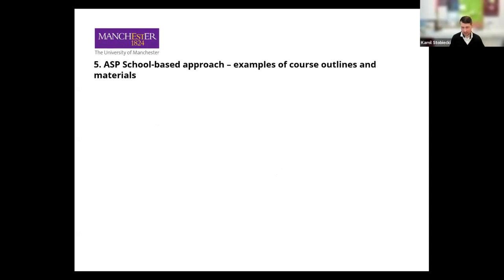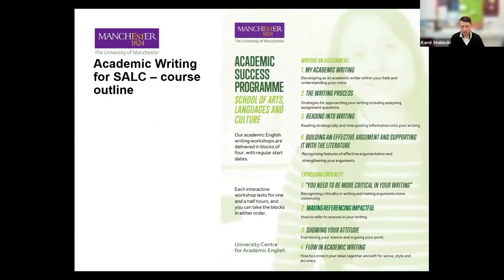So our school-based approach, examples of course outlines and materials. I've spoken to you about our writing courses, and this is an example of an outline for academic writing for the School of Arts, Languages and Cultures. As I said, we offer these sessions typically in blocks of 4 sessions. So these are the 2 classes, each consisting of 4 sessions, and these are the different aspects of academic writing that we concentrate on in these.